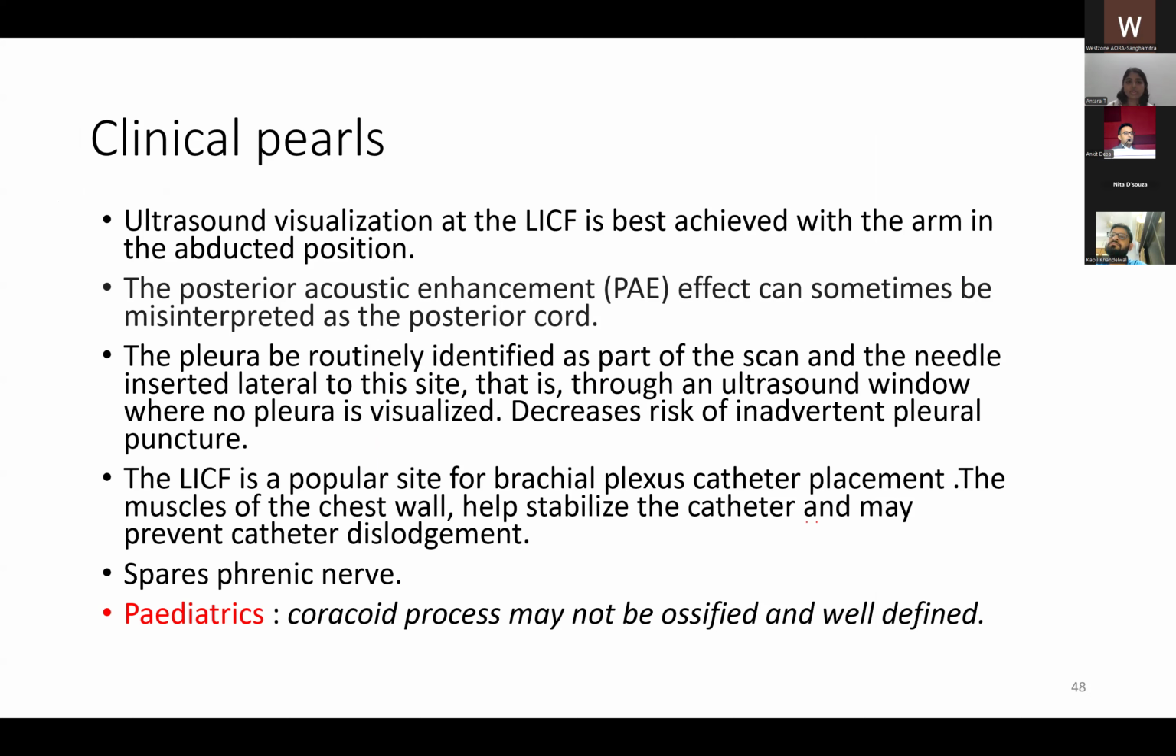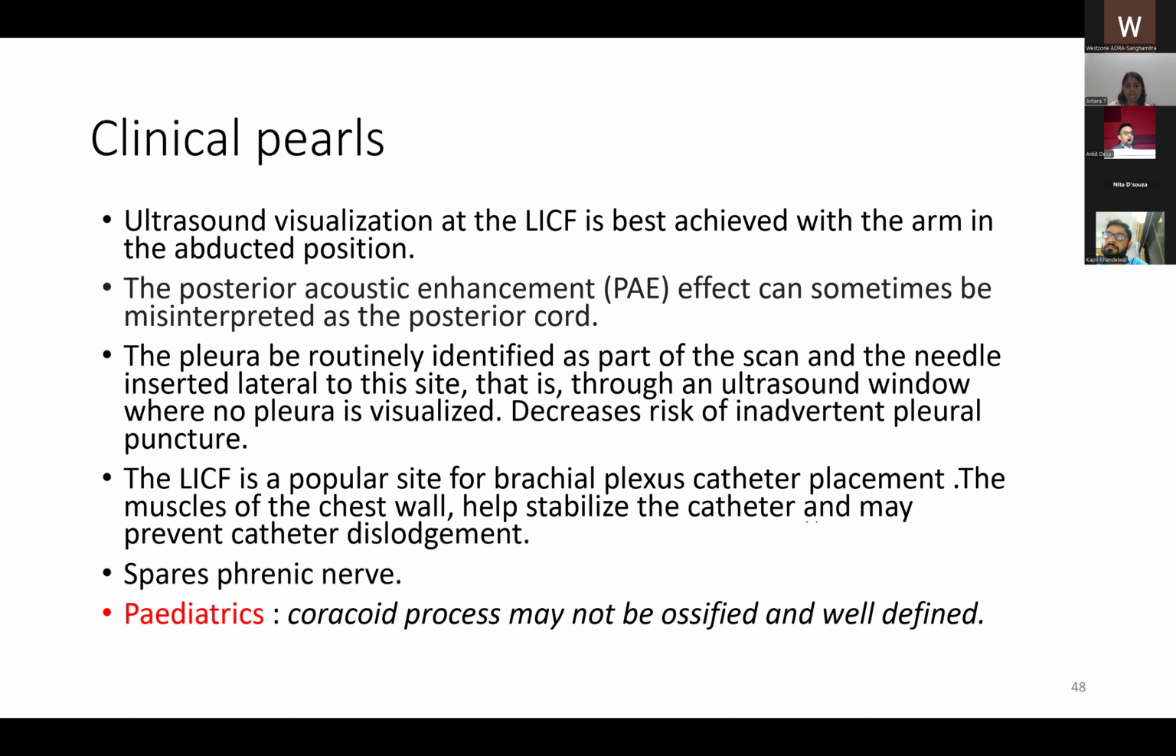The posterior acoustic enhancement effect can sometimes be misinterpreted as the posterior cord, posterior to the axillary artery. The pleura should be routinely identified as part of the scan, and the needle should be inserted lateral to this side. That is, we should get an ultrasound window where no pleura is visualized. This decreases risk of any inadvertent pleural puncture.